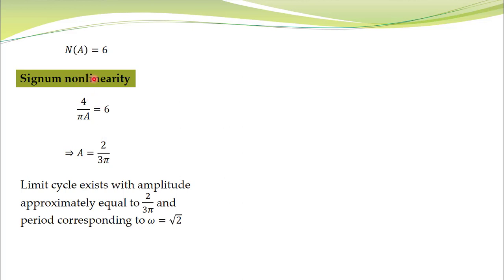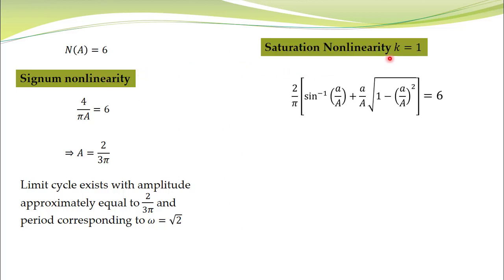And similarly, for the other nonlinearity, which was a saturation nonlinearity, for saturation nonlinearity with k equal to 1, this describing function is given by this relation, and that is equal to 6. So we need to find a solution to this equation, and what we observe is that there is no solution to this equation. You cannot find any value of A which will satisfy this equation. No solution means no limit cycle.